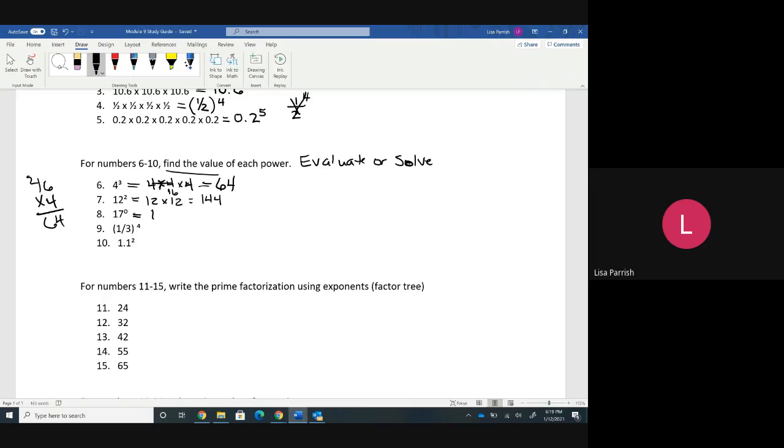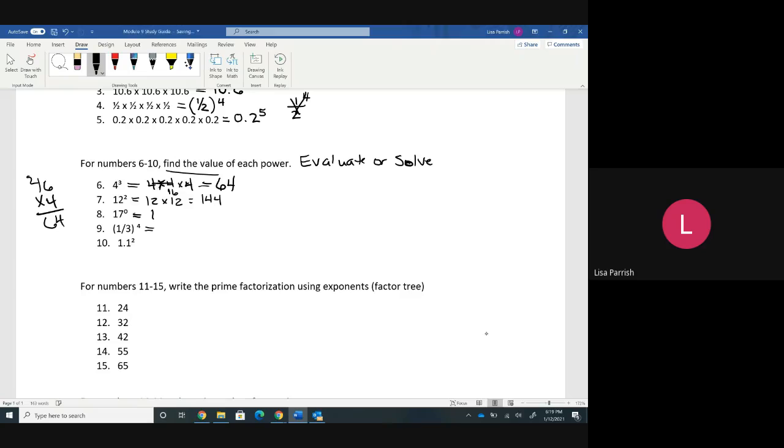And guys, when you're doing your review homework, please look back at any of your notes. If you need to, go back to any of the videos or rewatch this one. If you want to pull out your textbook and look at Module 9, the examples in there will help you as well if you're stuck on something. So again, anything to the 0 power just equals 1.